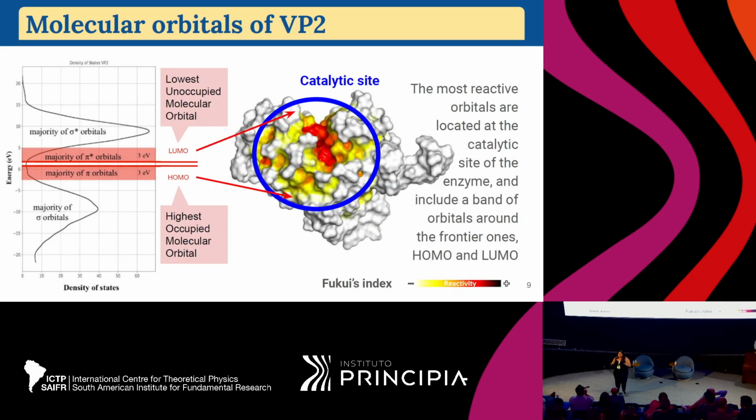The molecular orbitals of vivapain-2. Here we have a chart of the density of states. We have the most reactive orbitals and the orbitals that are not involved in reaction. We can see that in a band of 3 electron volts from the LUMO and from the HOMO, they are located at the catalytic sites of the enzyme, and that's very interesting. So we found that the most reactive orbitals are indeed located here and in this band of energy.